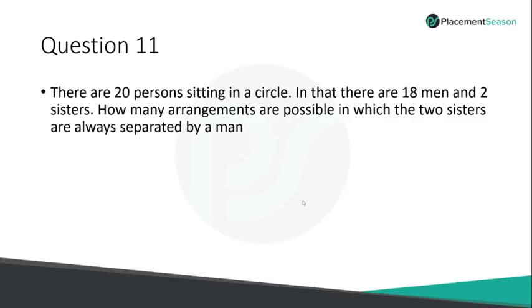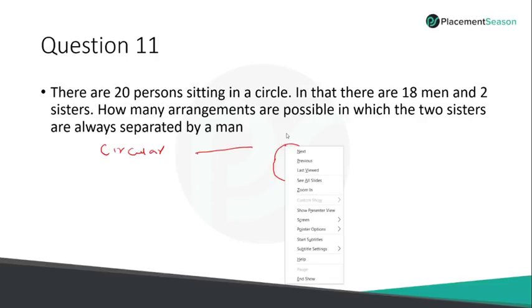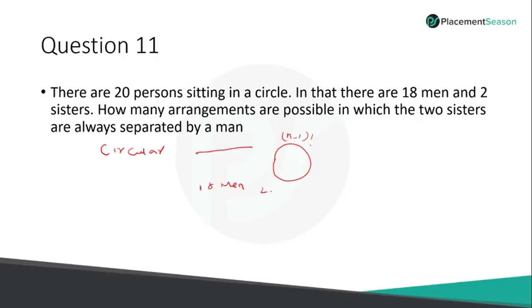Next one, read the problem. There are 20 persons sitting in a circle. In that there are 18 men and 2 sisters. How many arrangements are possible in which the 2 sisters are always separated by a man? See, it's a circular permutation. The first thing you have to understand is that this is a circular permutation, not a regular permutation. A permutation can be linear or circular. There is no start and end point here, but a linear one must have a starting point. So the formula is n minus 1 factorial.